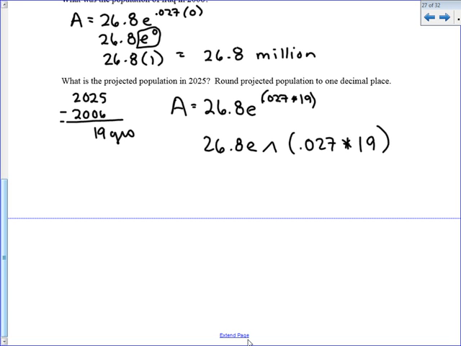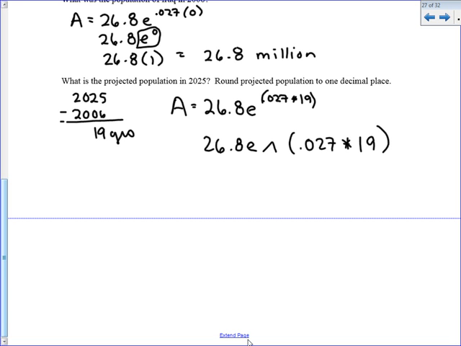Now you've done, you're working backwards essentially. Now you've got an e to that power. And now hit times the number out front. So with one of these calculators, you're really working right to left. You multiply, you do the e, and then you multiply by 26.8.